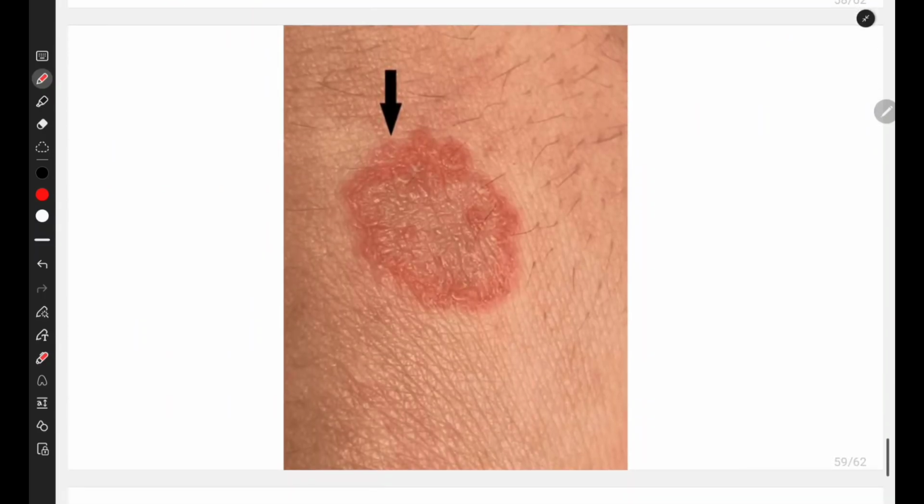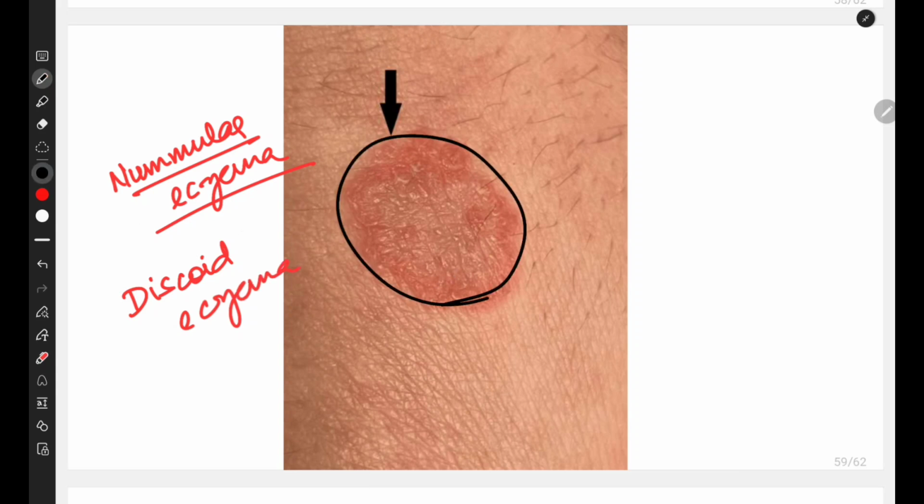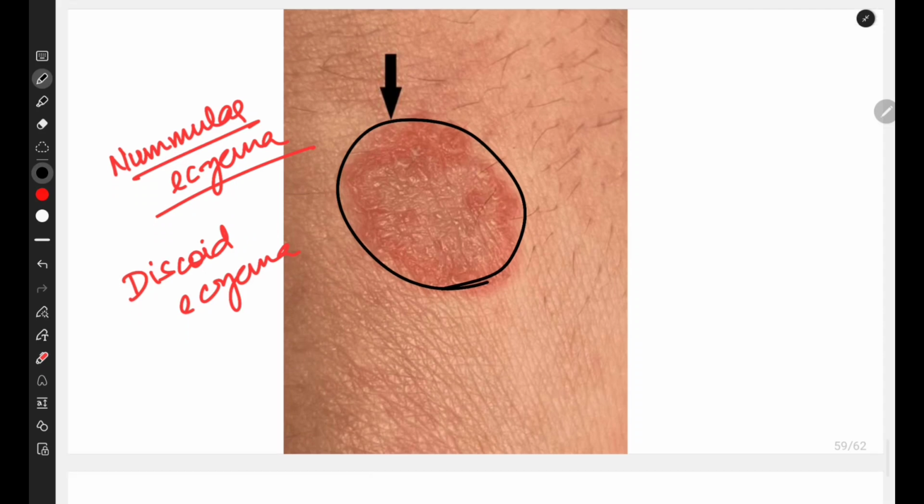Then coming to another type of eczema called nummular eczema. This nummular eczema is also called discoid eczema because of its shape. It is a discoid-shaped eczema. You can see it is perfectly like a disc, so it's called discoid eczema.